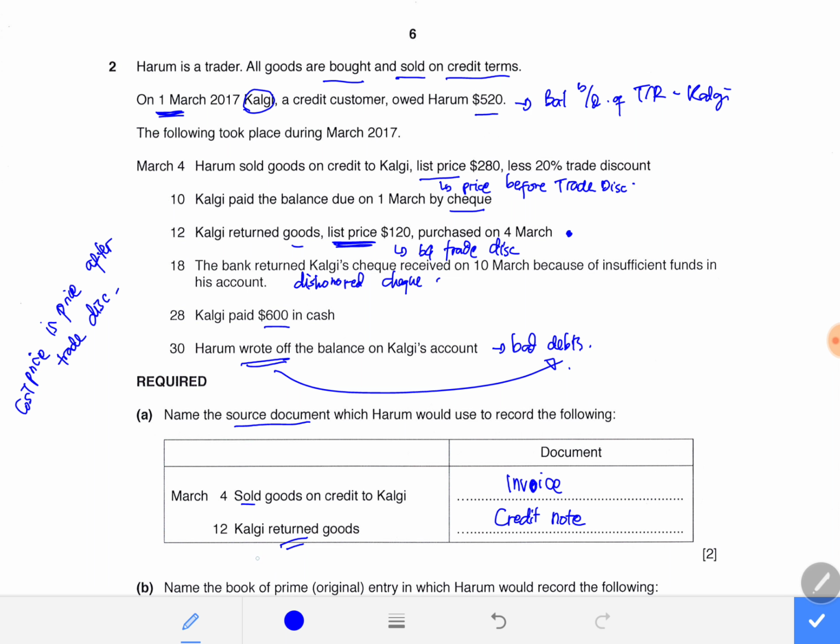If Kalgi returned goods and the credit note is received by Kalgi, Kalgi treats that as purchases return. Harum is the one who issued the credit note, so it records sales return. It's just a matter of who is receiving and who is issuing.